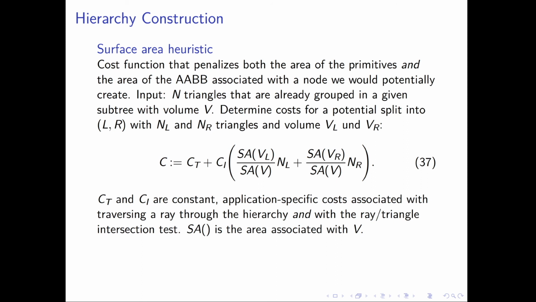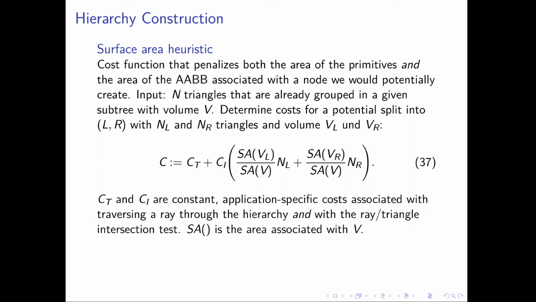We have to make a decision whether we test our ray against the primitives, or whether we test it against an additional node. The surface area heuristic just considers the surface area of either all the primitives or of the AABB that would be associated with the node that we would create.